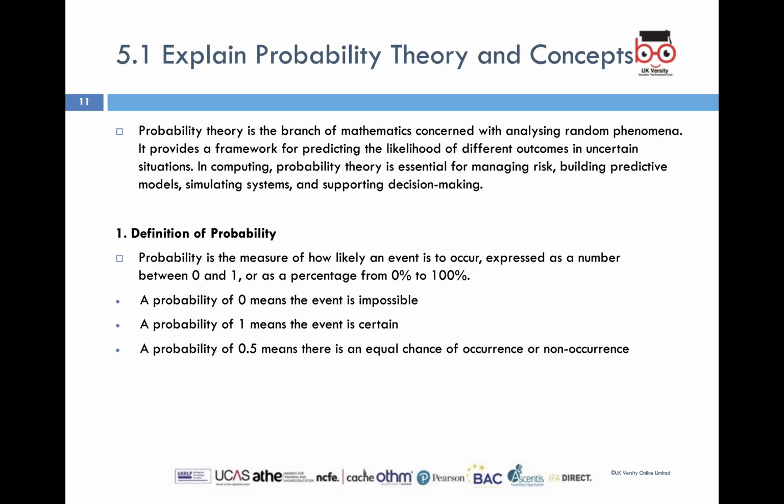Definition of probability. Probability is the measure of how likely an event is to occur, expressed as a number between 0 and 1, or as a percentage between 0% and 100%. A probability of 0 means that the event is impossible. A probability of 1 means that the event is certain. And a probability of 0.5 means that there is an equal chance of occurrence or non-occurrence.